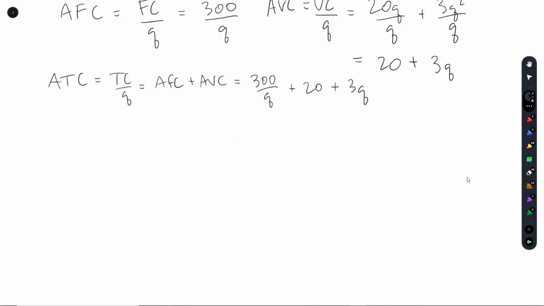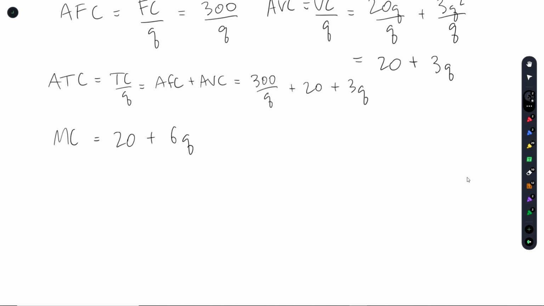The final cost curve that we need is the marginal cost. Now that we're in a continuous choice world, the marginal cost is a little bit more difficult to figure out because we need calculus. The definition of the marginal cost is the derivative of the total cost function. But since we're going to avoid calculus in this course, I'm just going to give you the marginal cost. In this example, it is 20 plus 6Q.